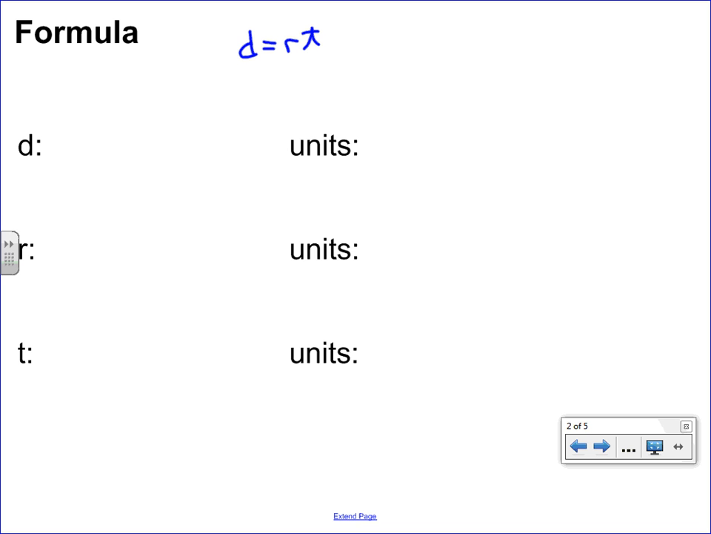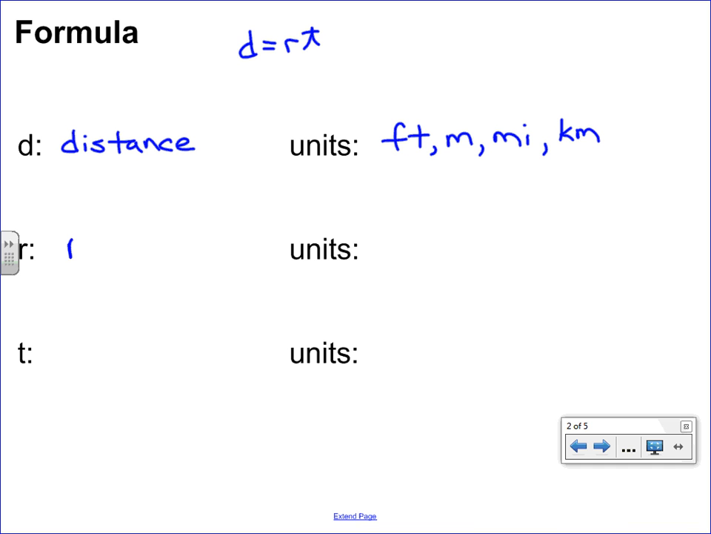And here's what the different variables represent. D stands for distance. The units are always important. They'll help you figure out what number should go in what position in the formula. And for distance, you can measure those units in feet, meters, miles, and kilometers. Those would be a few examples.